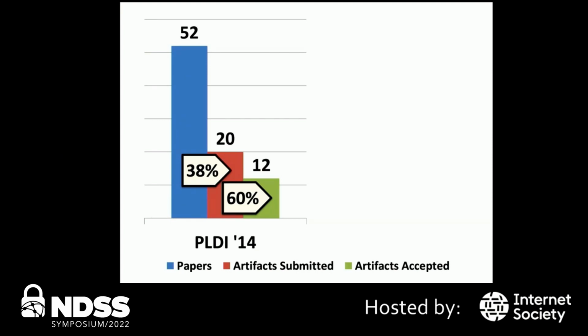So of the 52 papers that were accepted to PLDI 2014, 38% of them participated in artifact evaluation, and only 60% of those passed artifact evaluation, got the one badge. Right? So in some sense, this was a disappointing initial result, but it got our foot in the door. The experiment was successful. People were excited about this. People like getting badges. People will do an amazing amount of work to get a badge, right?